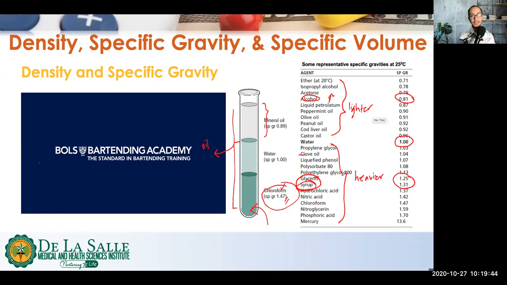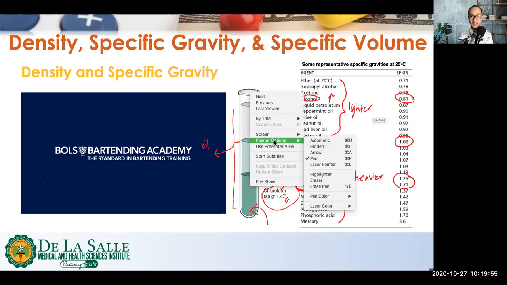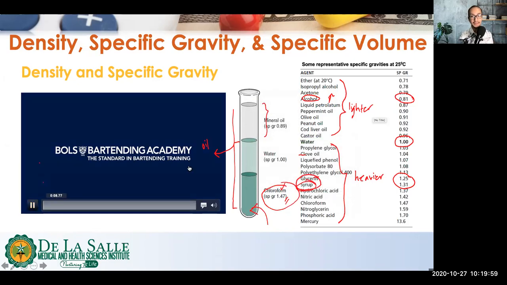So let's watch this very short video just for you to appreciate the importance of specific gravity and density in other things that you might be familiar with.